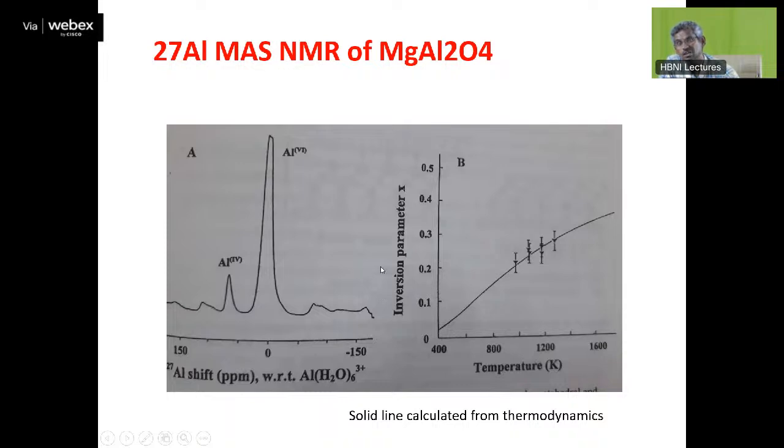Correct? So as a function of temperature, if you increase the temperature, what happens? Part of the aluminium from the tetrahedral site will go to the octahedral site, or octahedral goes to tetrahedral site. There is an inversion happening. So the x value should be different. So x can be easily calculated, and this can be plotted as a function of temperature. So the x value increases, meaning more and more inverse spinel structure is coming if you increase the temperature.